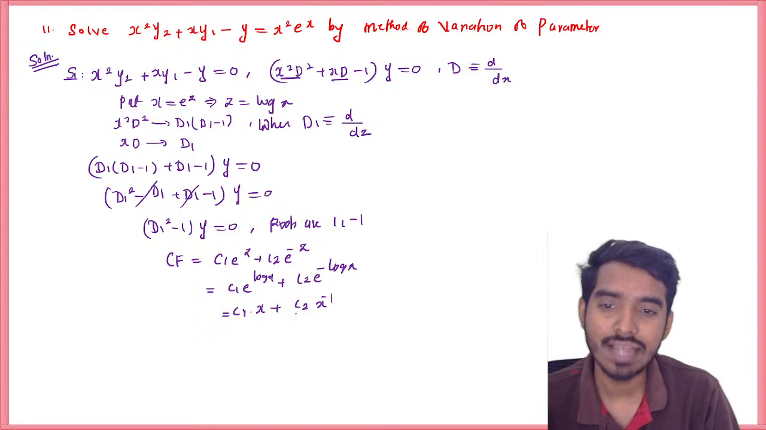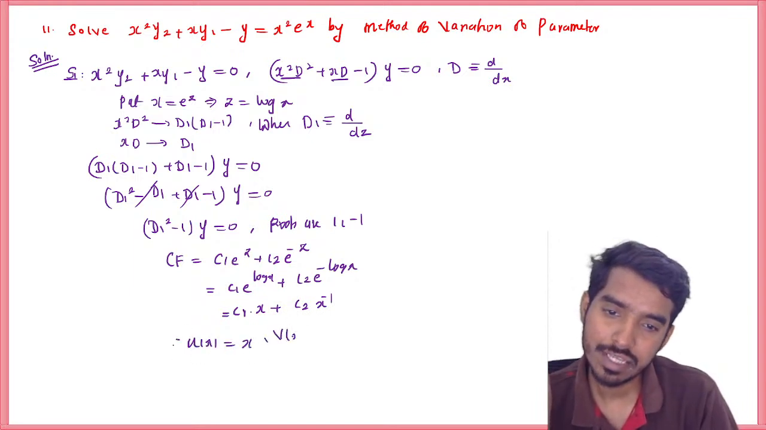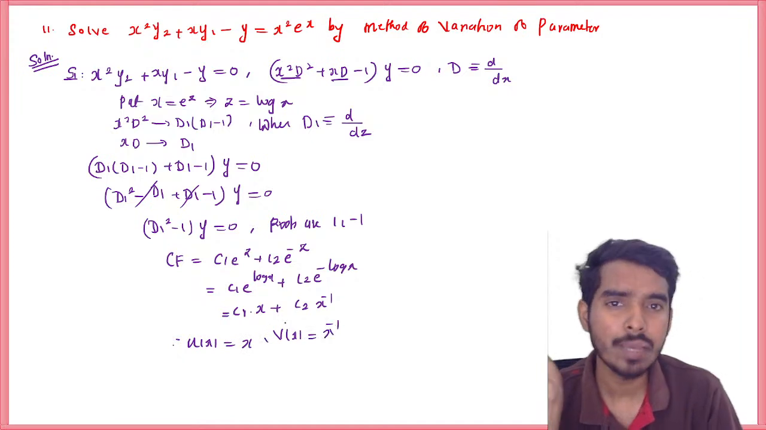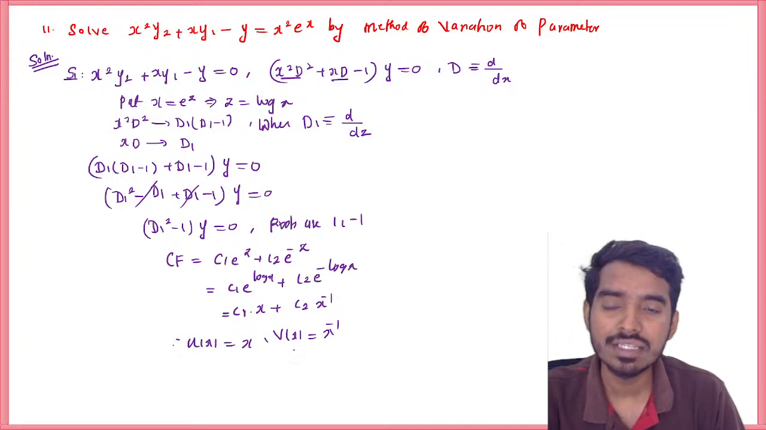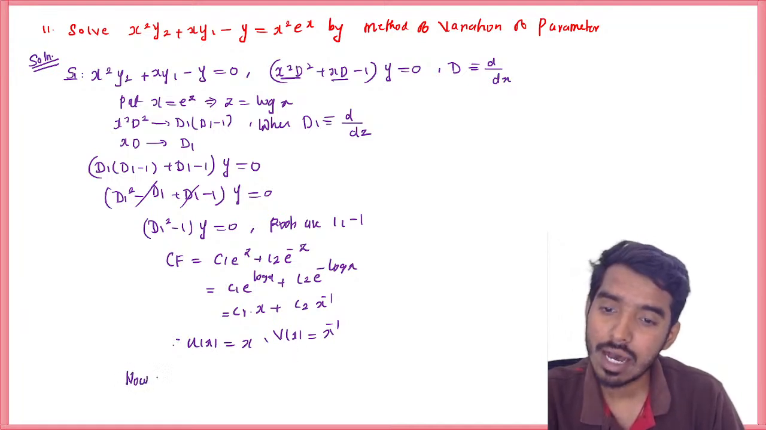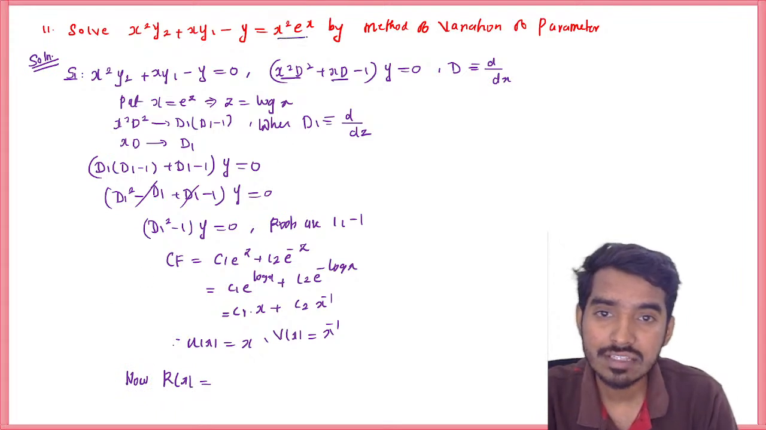So the complementary function: u of x is x and v of x is x power minus 1 or 1 by x, right? And make sure that x is not equal to 0. This is for u of x and v of x. Now, what is r of x here? Very, very important now. What is r of x? R of x is x square e power x divided by x square.